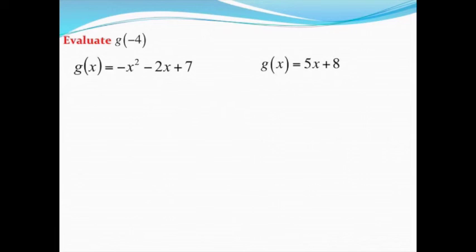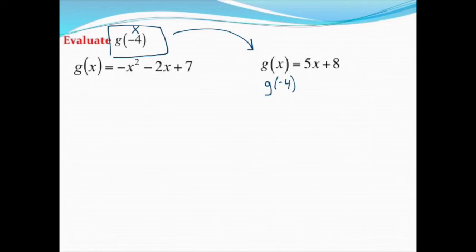When I'm asked to evaluate something like g of negative 4, all this is asking me to do is replace x with negative 4 and work it out until I get a value. So I'm actually going to start with the second problem this time and see what happens. I want to replace all the x's with negative 4's, and technically I even replace this first one. So I'm going to write g of negative 4.